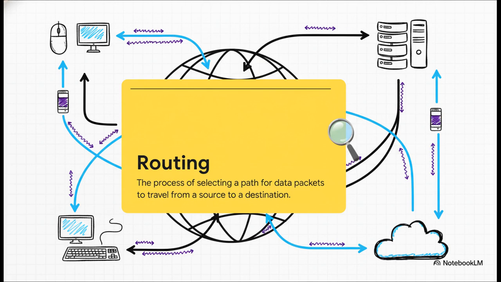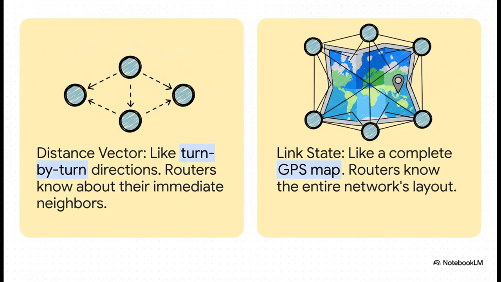And these routers use two main strategies to figure out the best path. With one, it's kind of like asking for directions turn by turn. Each router only knows about its immediate neighbors. With the other, it's more like having a complete GPS map of the whole system. Each router sees the entire network layout. Both are designed to solve the same problem, finding the best path through the absolute chaos of the internet.